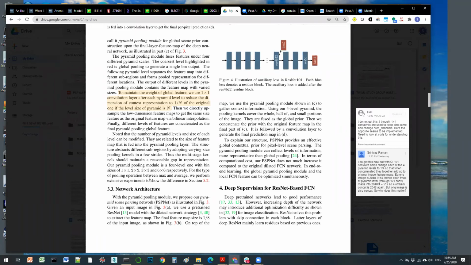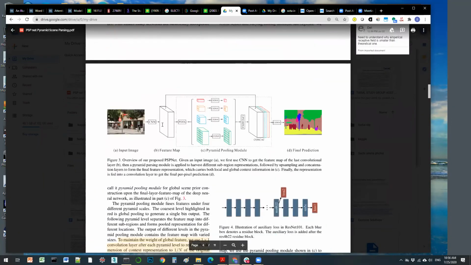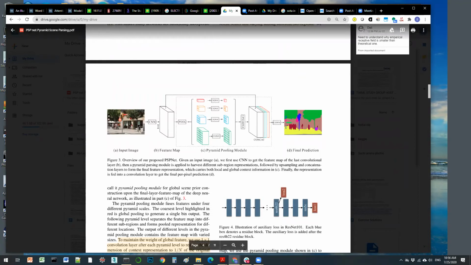Okay, thanks. But they haven't done anything more than that. And then, this is where they talk about the final feature map size being 1/8 of the input image, as shown in figure 3B. So that is here. Okay. So you just get to 1/8 and then you do this.